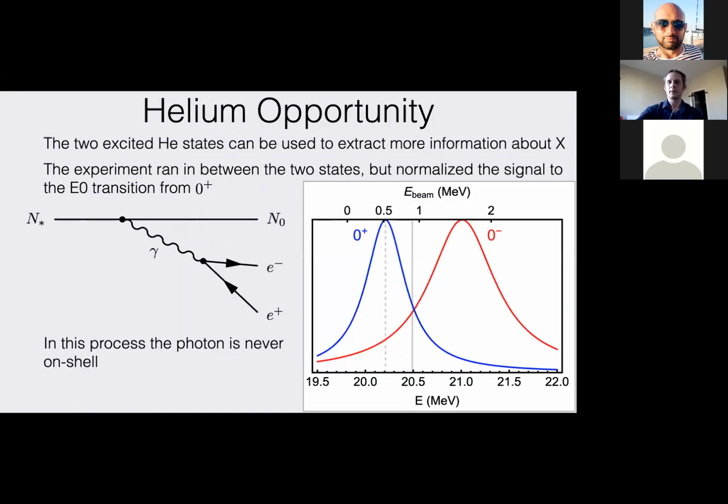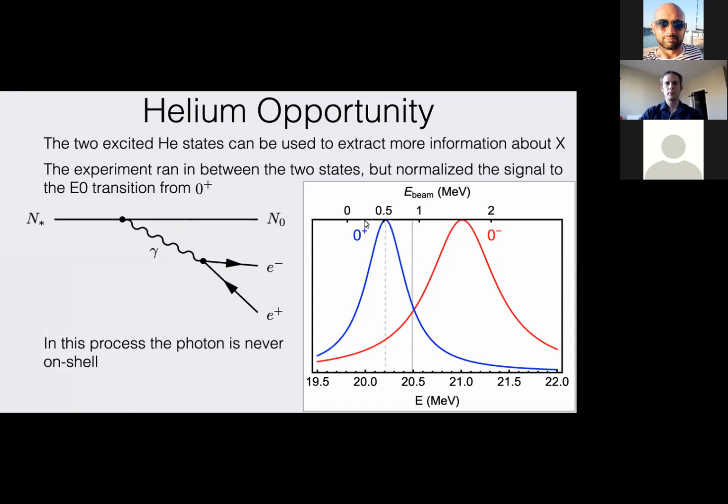Now, before I end, I'm not quite sure how much time I have, but I'm guessing it's very little. I want to point out that there's an opportunity with the helium case. The ATOMKI collaboration, when you read their paper for the helium case, they were very interested in exciting this pseudovector state, the 0 minus, the higher excited state. But they were unsure of the backgrounds as they went to higher and higher beam energies. And so they ended up just running lower down, if you like, on the Breit-Wigner distribution.